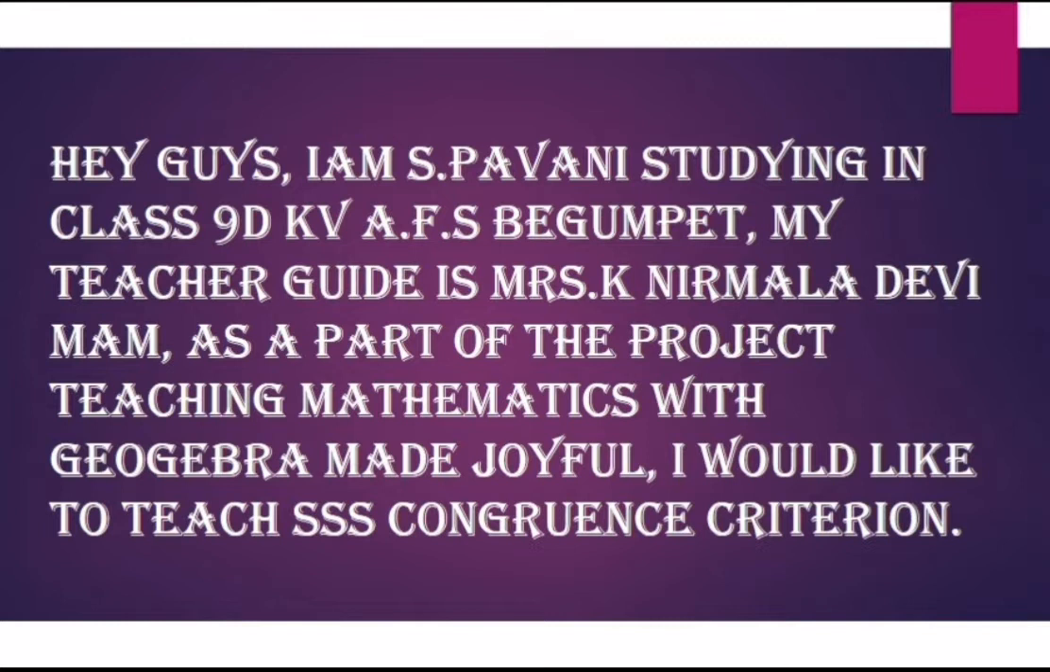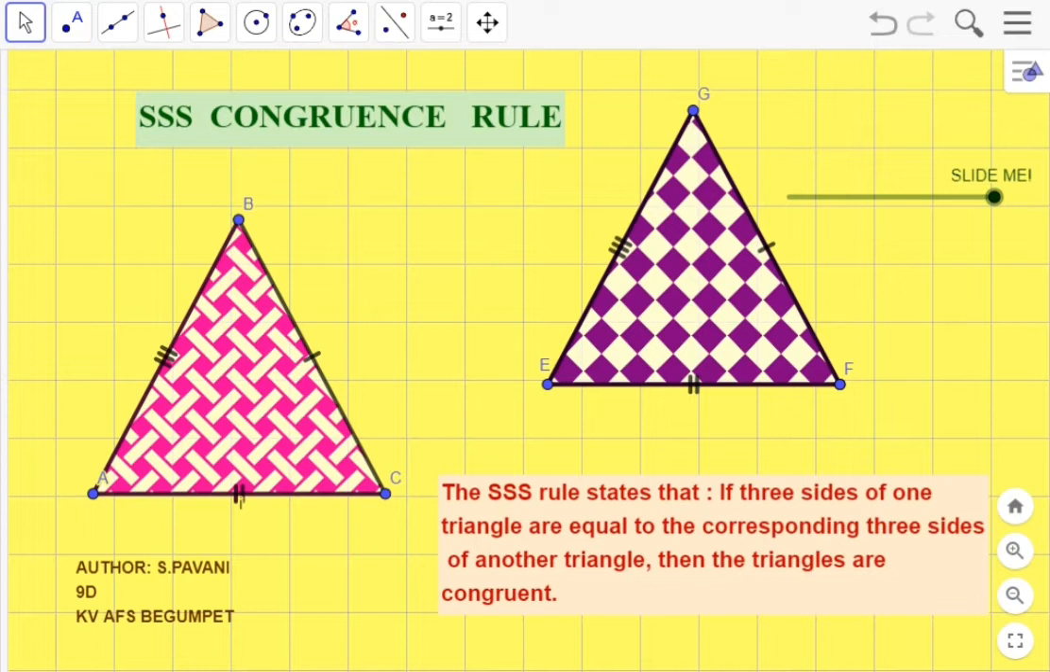I would like to teach the SSS Congruence criterion. So let's begin. The SSS Congruence rule states that if three sides of one triangle are equal to the corresponding three sides of another triangle, then the triangles are said to be congruent.